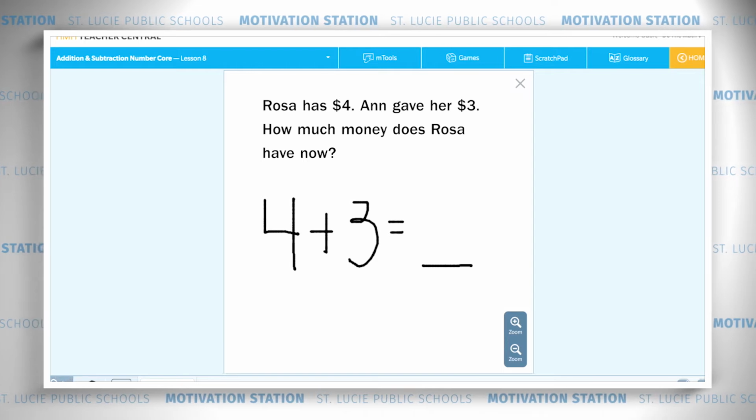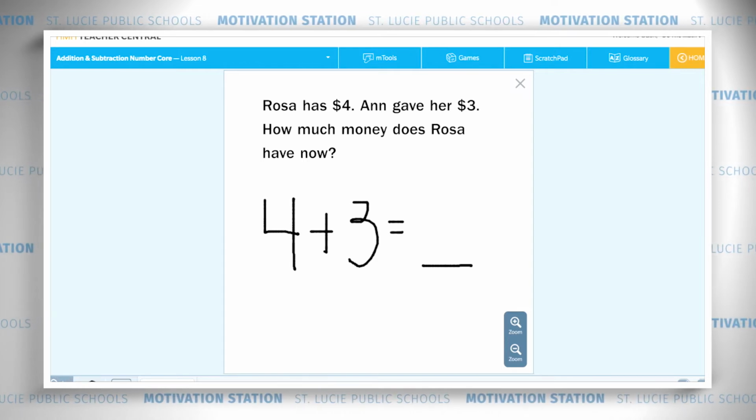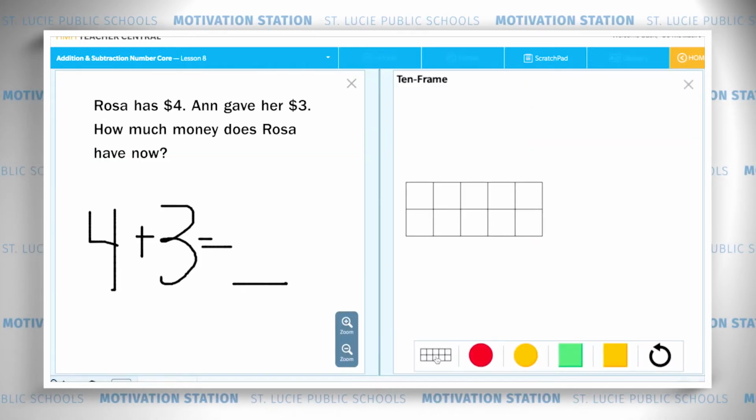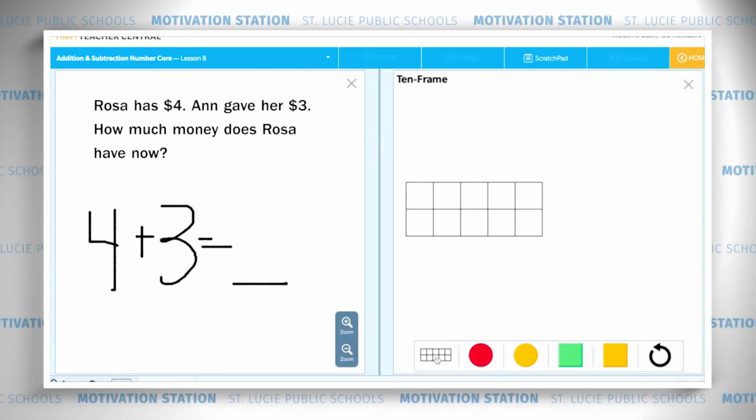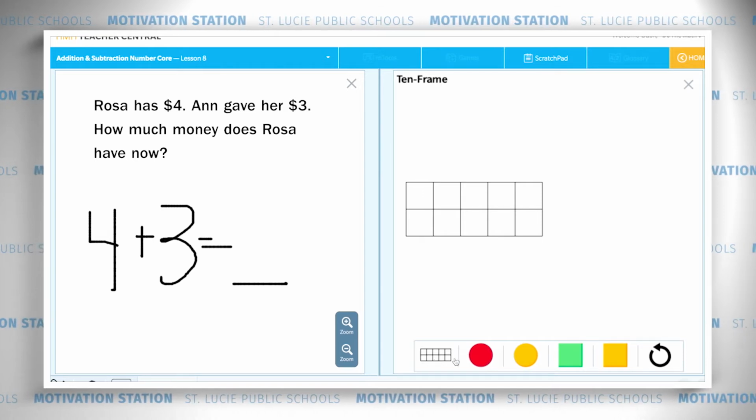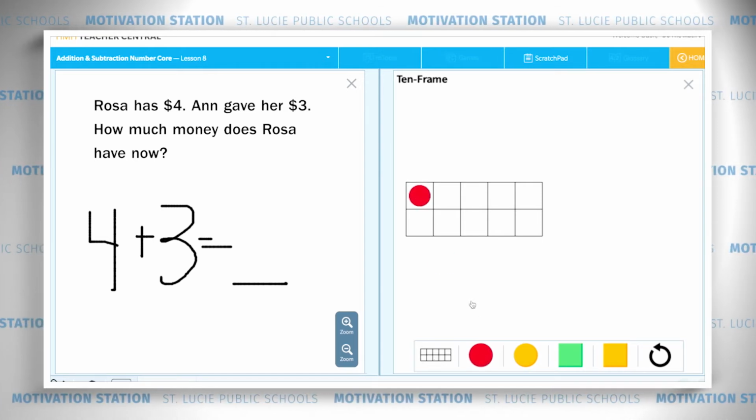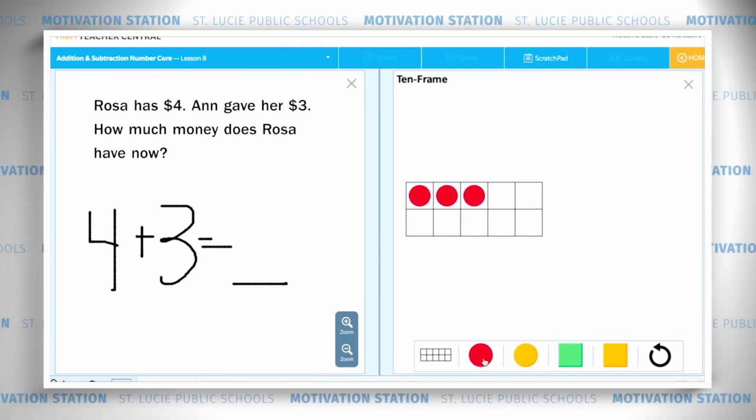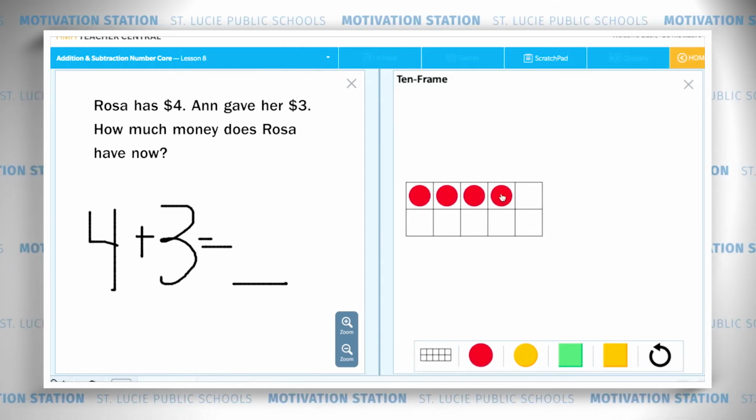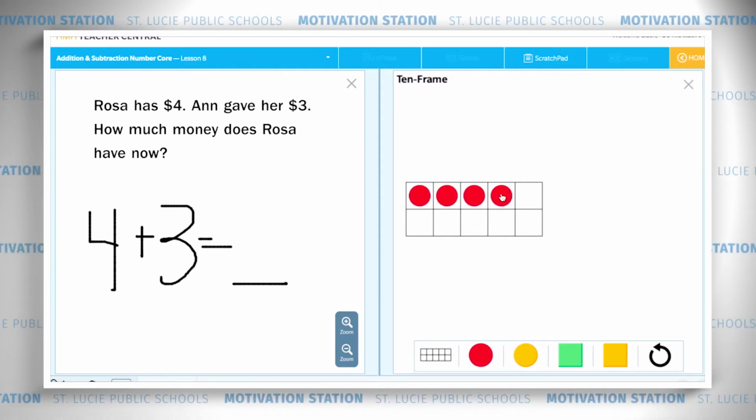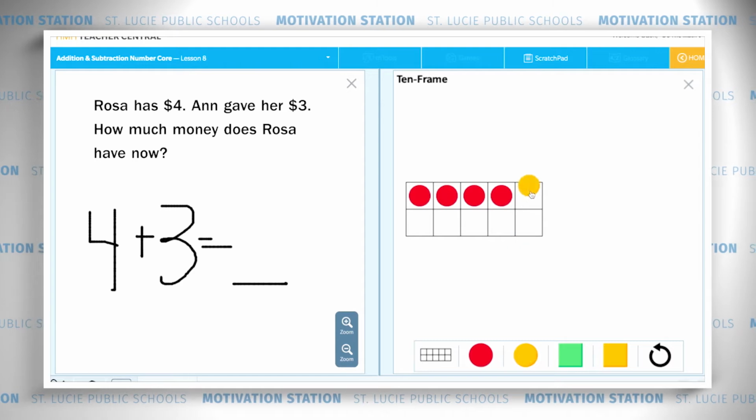Now here's a little tool to have this pesky little writing tool go away so that you can move things. Unclick. Now what am I going to do first? Yes, let's add 4 red counters to our tens frame. And what's our next step? You're right, we're going to add 3 yellow counters.